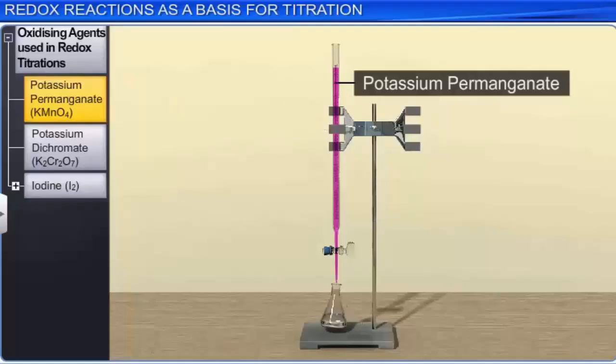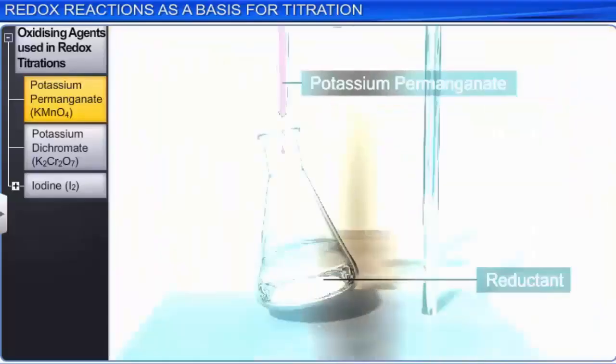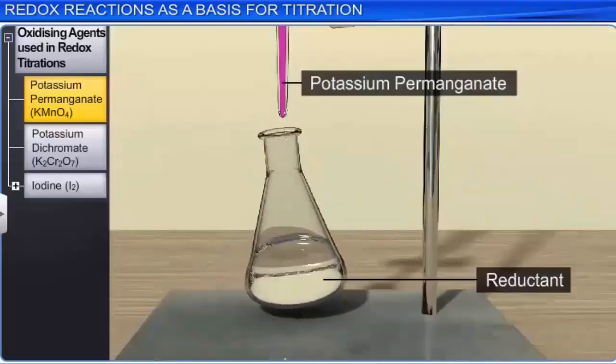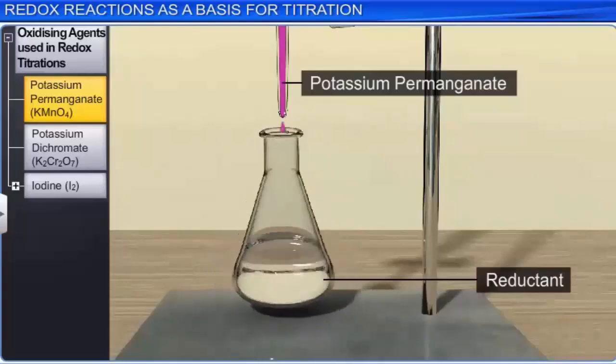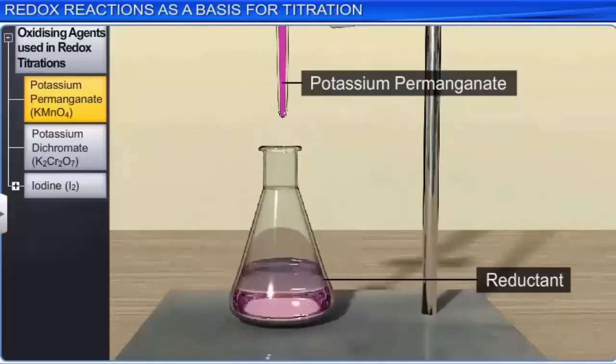During the titration between potassium permanganate and a reducing agent, the pink color of potassium permanganate is discharged till the reductant is completely oxidized. A further addition of a single drop of potassium permanganate gives a tinge of pink color to the solution. This indicates the end point of the titration.